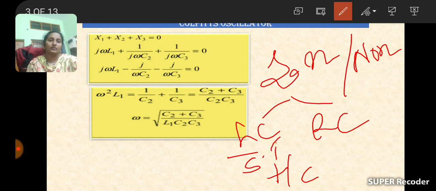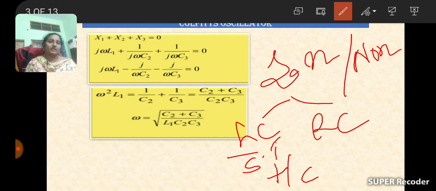So in single tuned, one inductor is connected with one capacitor; in the Hartley oscillator, two inductors are connected in series and in parallel with the capacitor; and in Colpitts, there are two capacitors and one inductor. Finally, in all LC oscillators, the tank circuit is made with inductors and capacitors. These LC oscillators are used to produce sinusoidal waveforms.